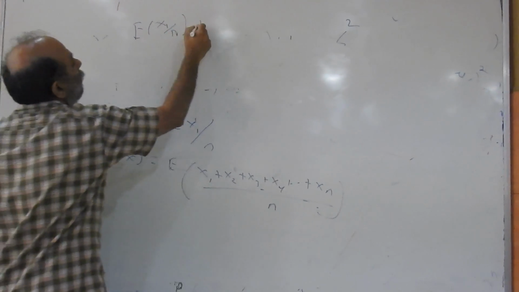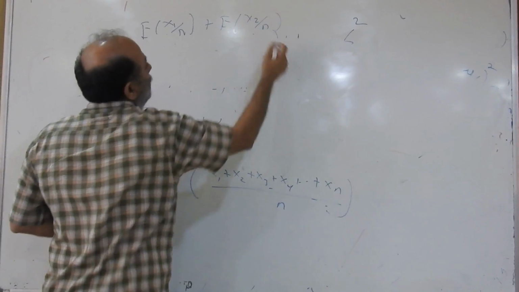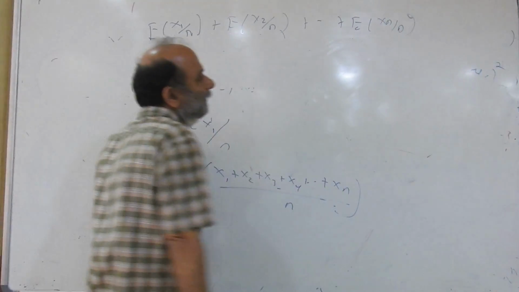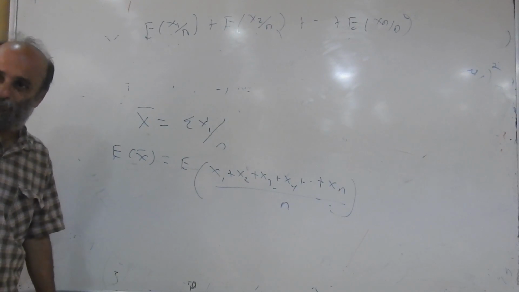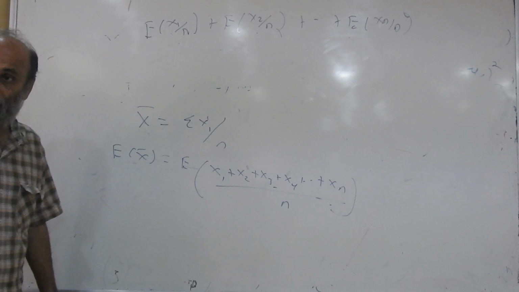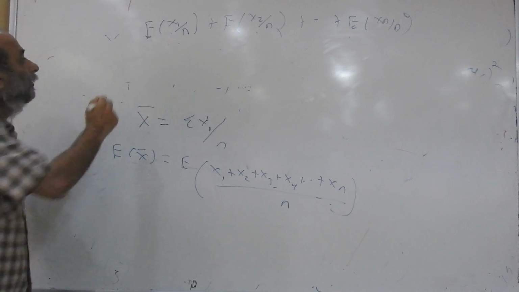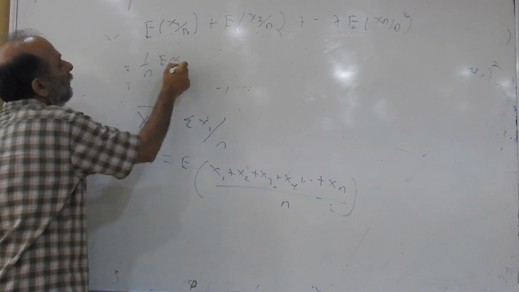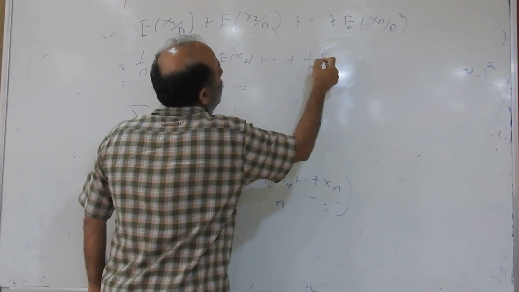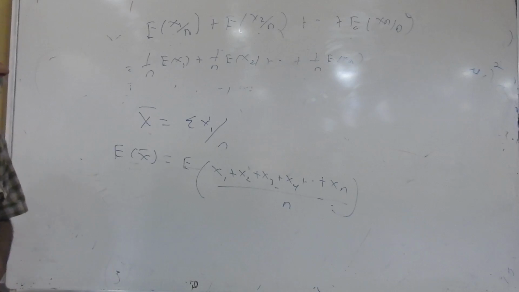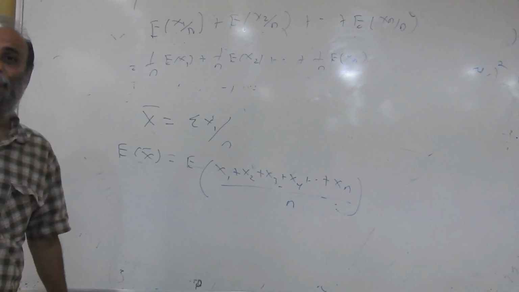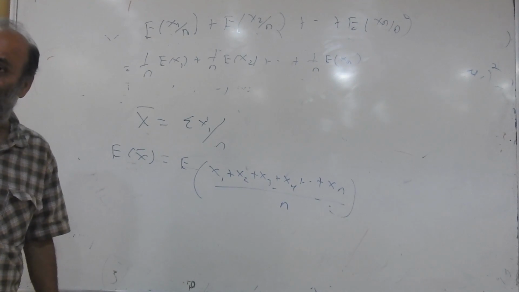So now I have expectation of x1 upon n plus expectation of x2 upon n plus ... plus expectation of xn upon n, because expectation of x plus y is expectation of x plus expectation of y. The next step will be 1 upon n expectation x1 plus 1 upon n expectation x2 up to 1 upon n expectation xn. Everybody understand this? Because expectation of alpha x is alpha expectation x, so 1 upon n is that constant.